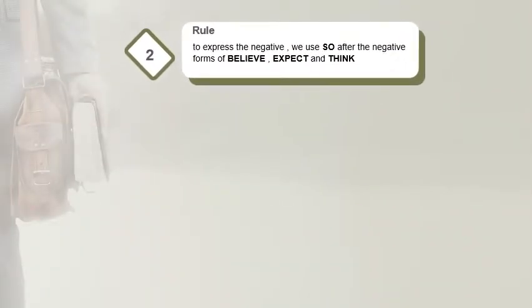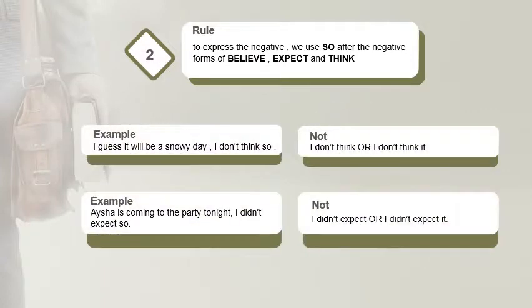Rule number 2. To express the negative, we use so after the negative forms of believe, expect, and think. As example, I guess it will be a snowy day. I don't think so. We don't say I don't or I don't think it. Second example, Aisha's coming to the party tonight. I didn't expect so. We don't say I didn't expect or I didn't expect it.